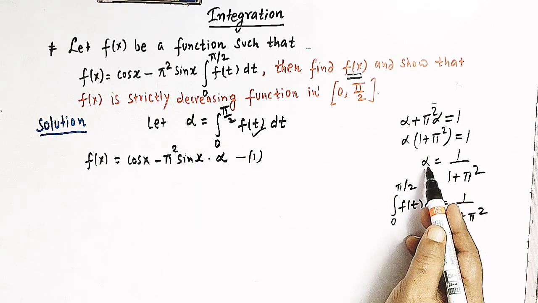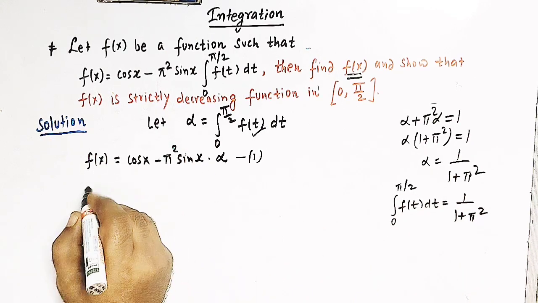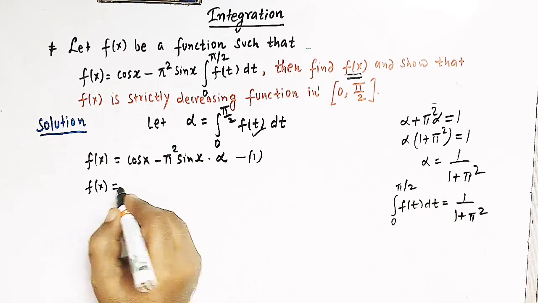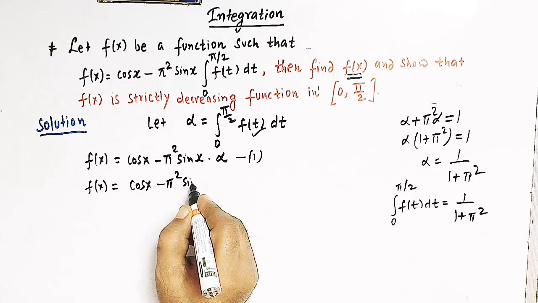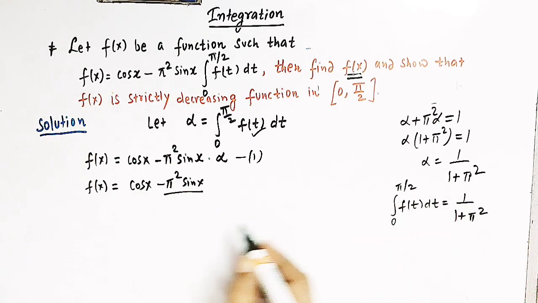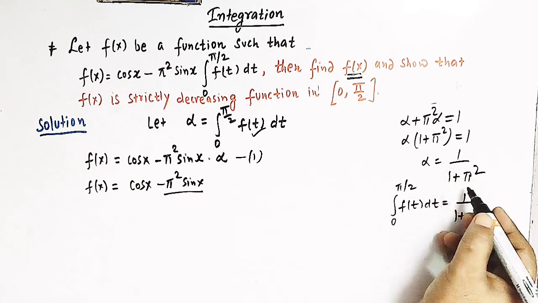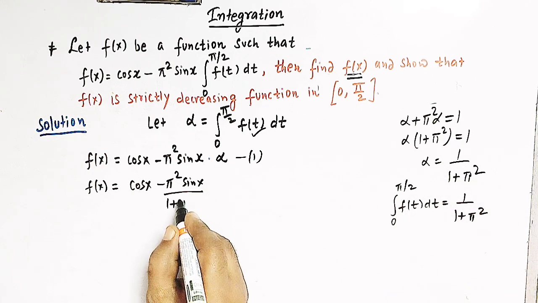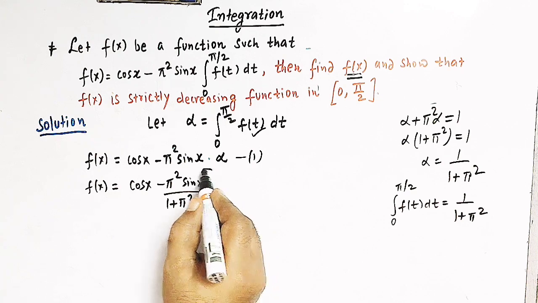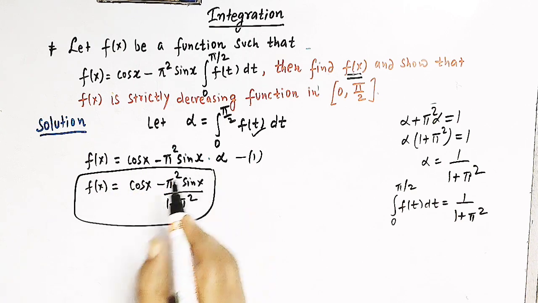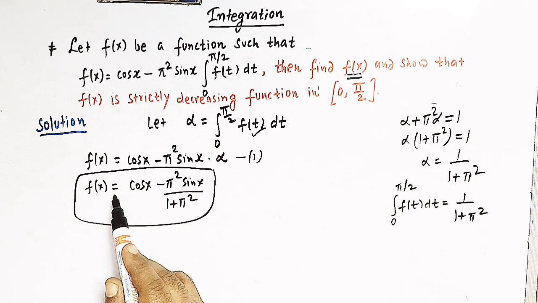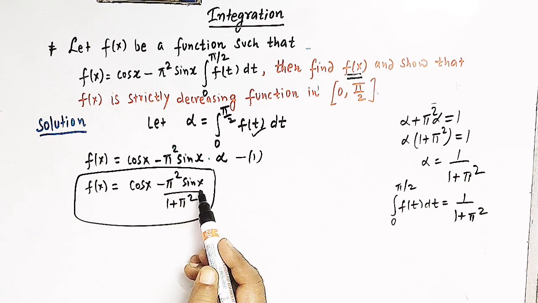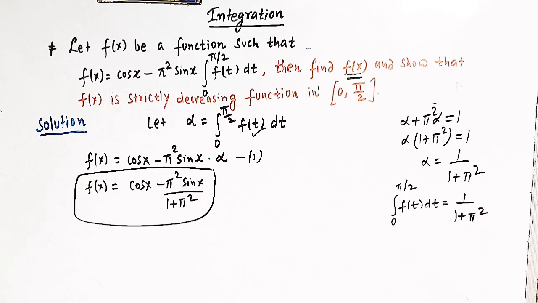Now let us substitute this value of alpha over here. So we have f of x is equal to cos x minus pi square alpha sin x, and here alpha is equal to 1 over 1 plus pi square, right? So this is the required form of the function f of x. So f of x is defined as cosine x minus pi square sine x over 1 plus pi square.